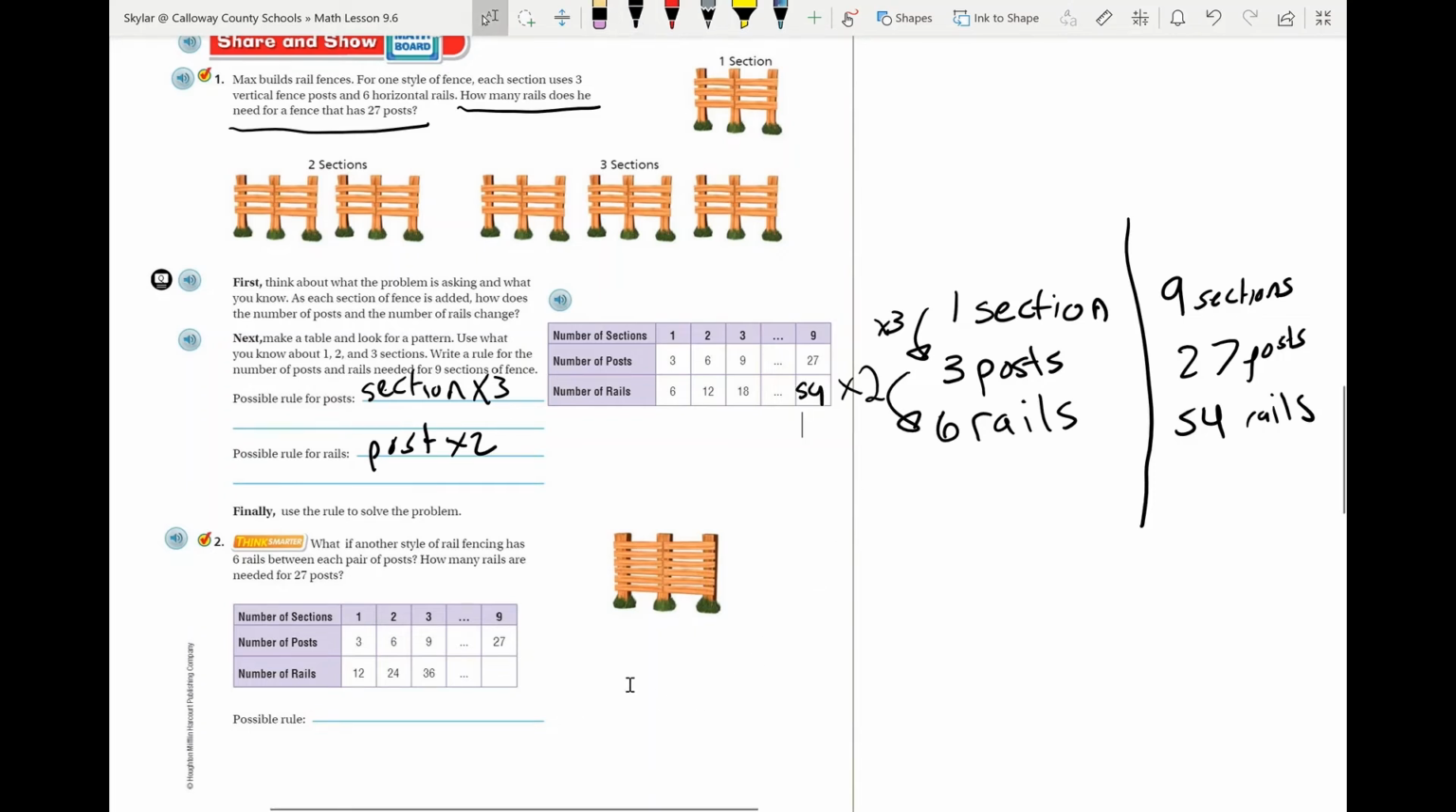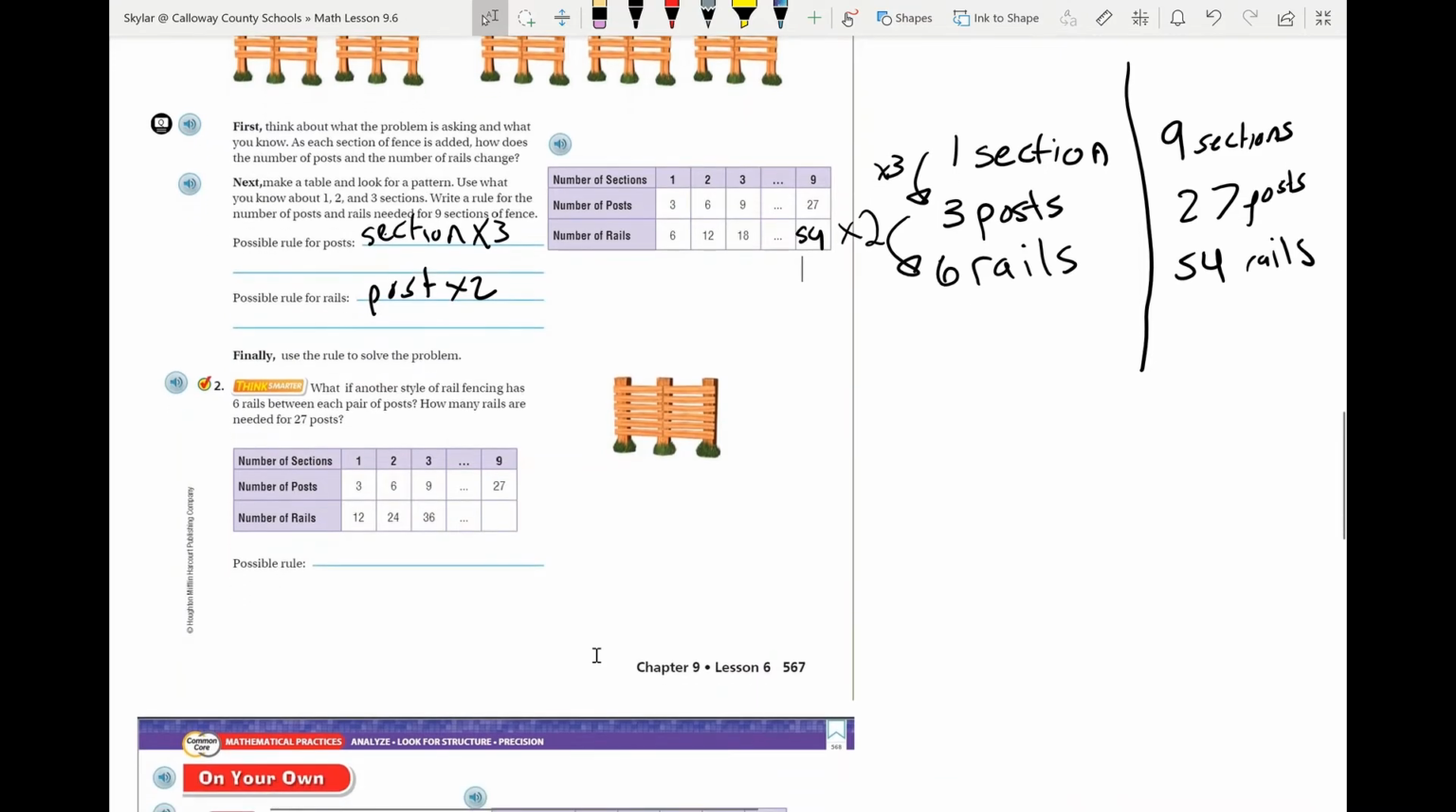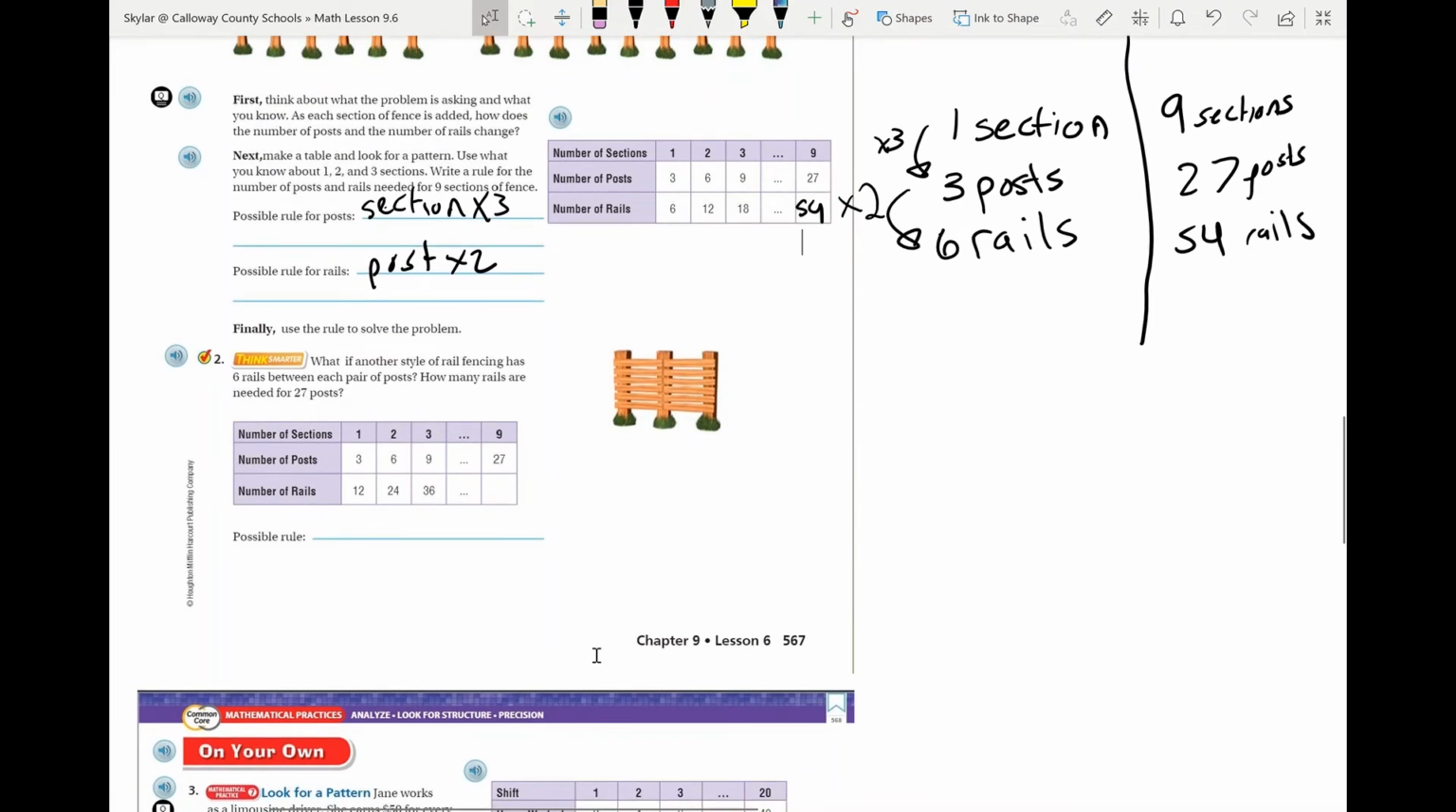Alright, so what if another style of rail fencing has 6 rails between each pair of posts? How many rails are needed for 27 posts? So, I'll go ahead and let you all figure out number 2 by yourself. Use this chart. See what you're doing to get from posts to rails, and then write down what that rule is. Then tell me what that missing spot is. So go ahead and pause it and figure that out.